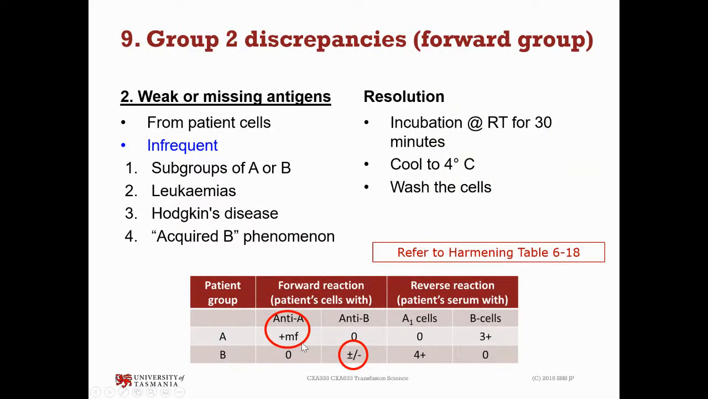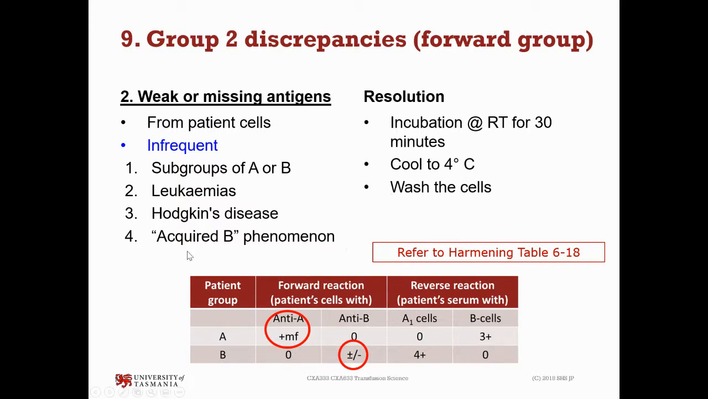And so remember, weak or missing antigens in the forward reaction is a group 2 discrepancy. Once again, because we're dealing with IgM antibodies here, the best way to deal with it is to cool to 4 degrees. So you can add a bit more anti-sera to it and cool to 4 degrees. The other thing you can do is to wash the cells, because sometimes you can get substances that are interfering with how the patient's red cells interact with the anti-sera.